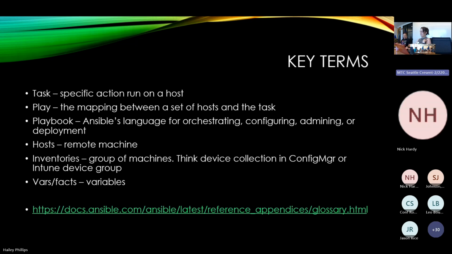So I put together some key terms really quickly. It's all from Ansible's documentation. Their documentation is really great, but essentially a task is just an action that's going to be run on a host. Super simple. And then a play is just mapping a set of hosts to a task. So rather than just running one single command, it's going to be a shorter list. And then you can build a playbook, which has multiple steps. You can use it for configuring really anything.